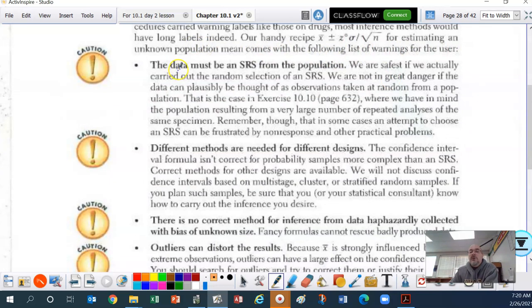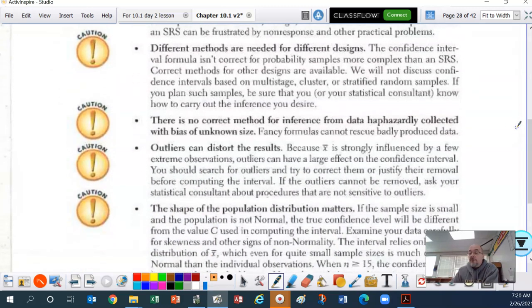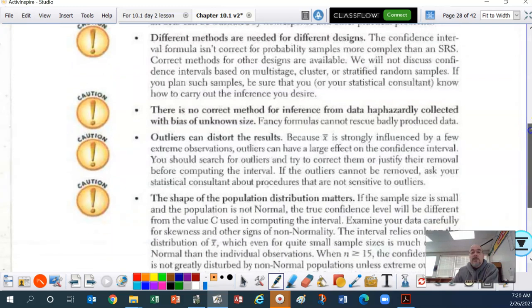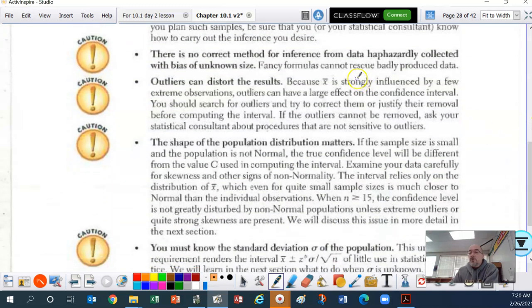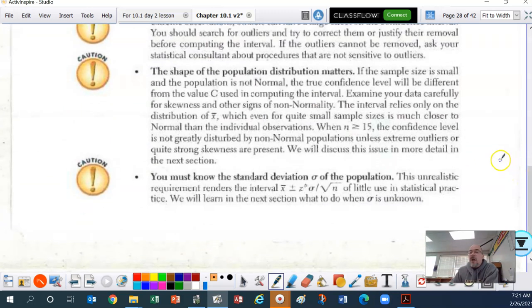Okay, first one, the data must be a simple random sample of the population. Okay, I'm not going to read through all of that. You read it. Find it in your book or pause the video and read through it. Next caution. Different methods are needed for different designs. Next caution. There is no correct method for inference from data haphazardly collected with bias or unknown size. Next caution. Outliers can distort the results. Next one, the shape of the population distribution matters.